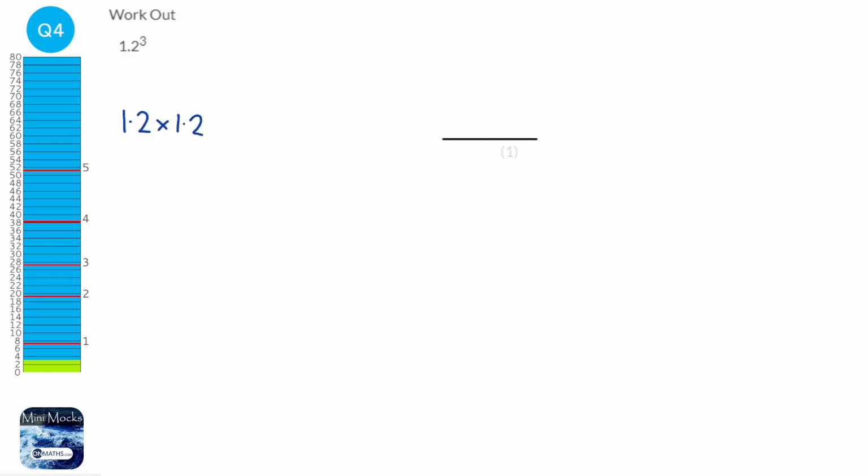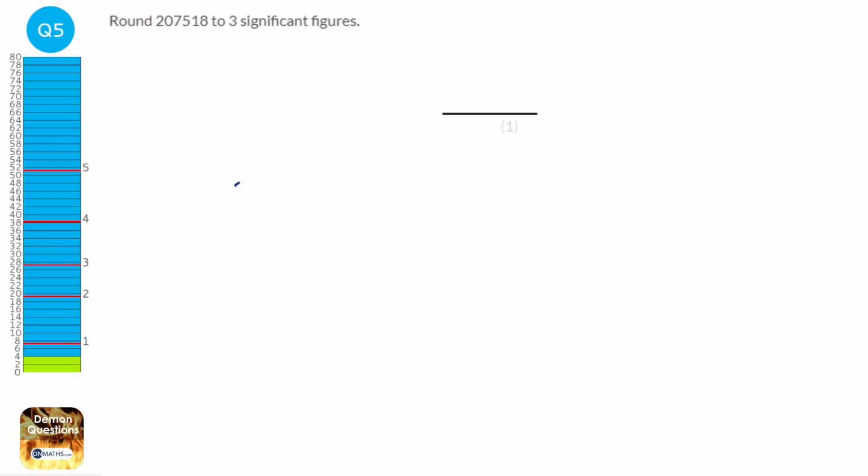So we can either use the calculator to work out what 1.2 cubed is, or we can do 1.2 times 1.2 times 1.2. Now if you want to use the calculator to go straight there, you're going to type in 1.2, and then normally there's a button that looks like X with a little 3, and that will give you the answer. Or if you're not sure how to do that, you can times it by itself 3 times and you get the answer 1.728.